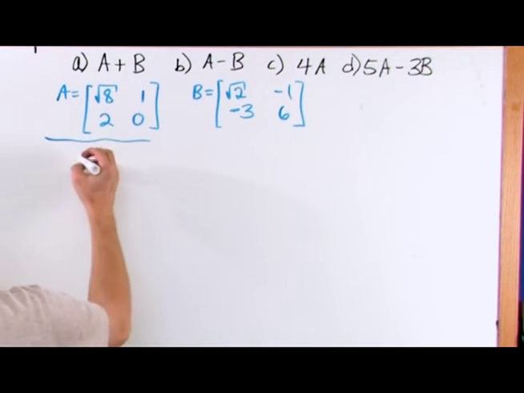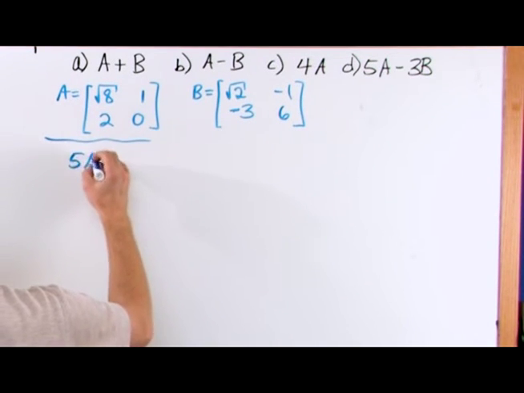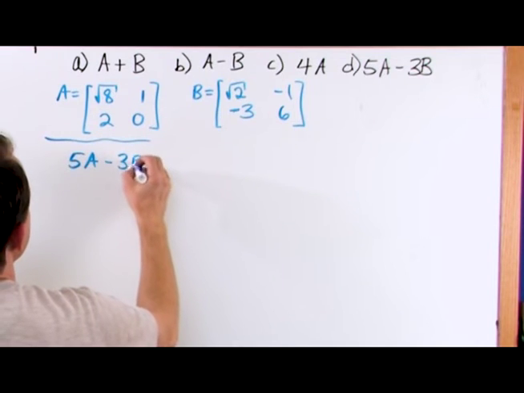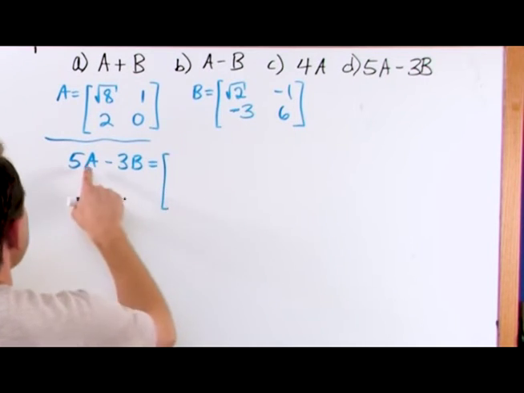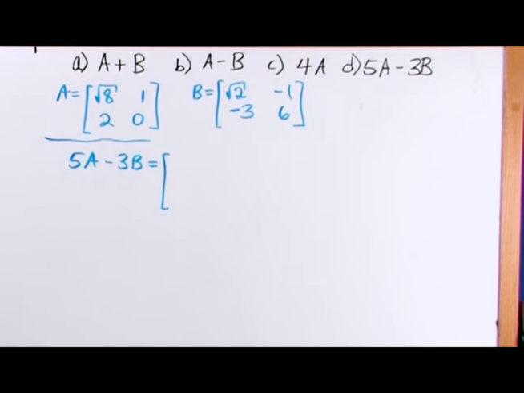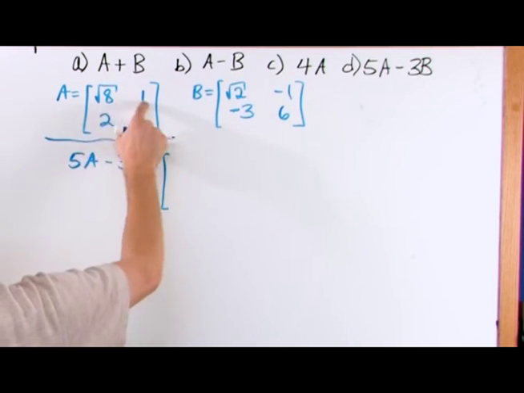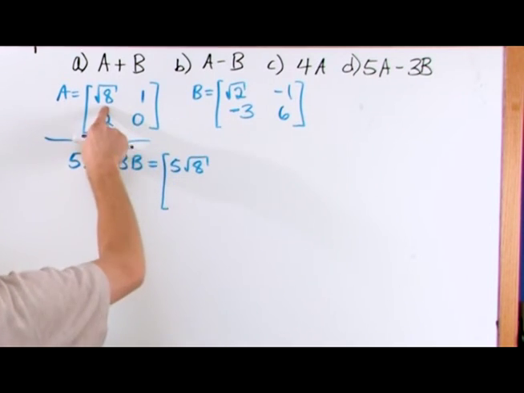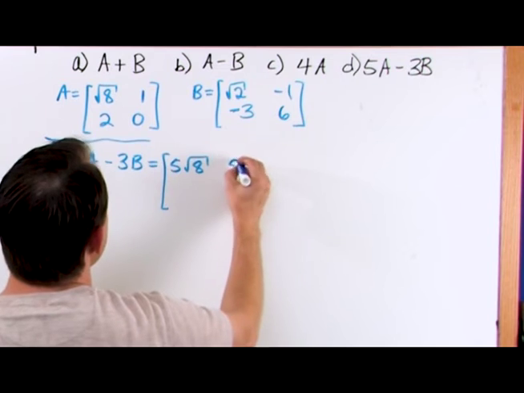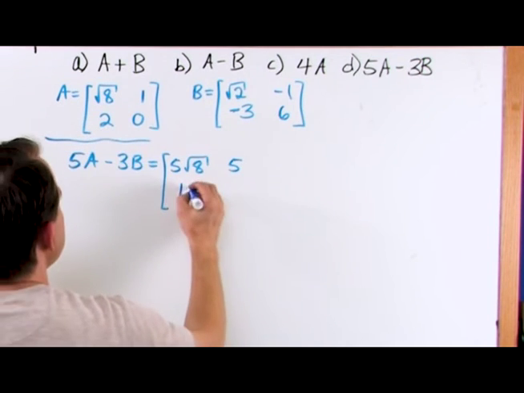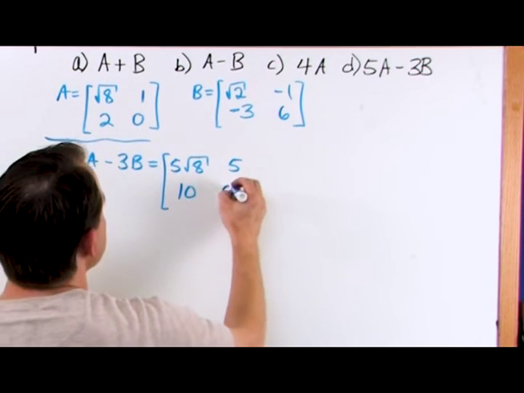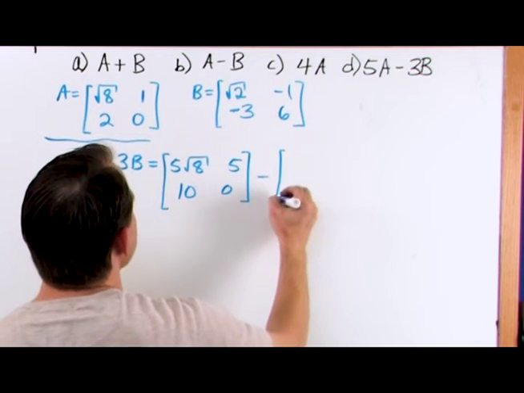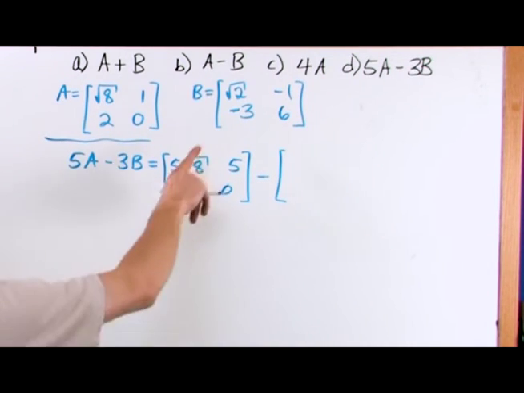Okay, and for the grand finale, so to speak, if you have 5 times A minus 3 times B, same thing as before. We multiply the matrices by the scalars, and then we do the subtraction at the end. So we have 5A. Every element gets multiplied by 5. So 5 times the square root of 8 here. 5 times 1 gives me 5. 5 times 2 gives me 10. 5 times 0 gives me 0. And I'm subtracting from that another matrix, 3 times B, here.